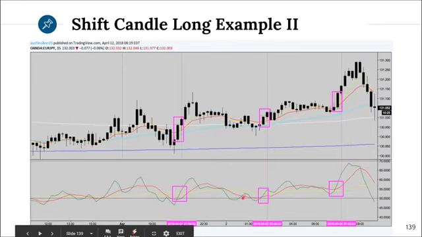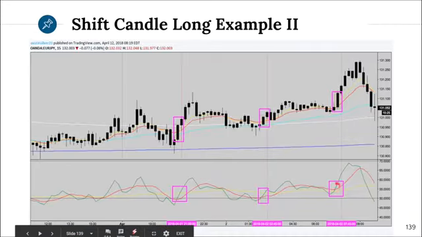A couple more examples here. RSI is what I want you to look at first. You see the RSI coming through the liquid 50. Is this a solid shift candle? Maybe. We'll talk about it in a second. RSI again coming through the liquid 50. Is this a solid shift candle? Let's talk about it. How about this one?